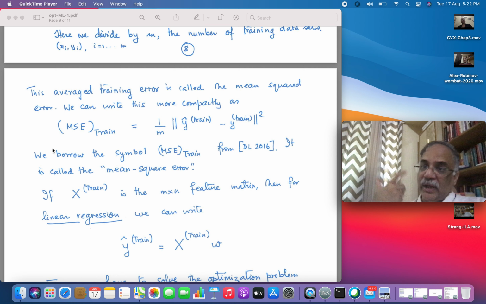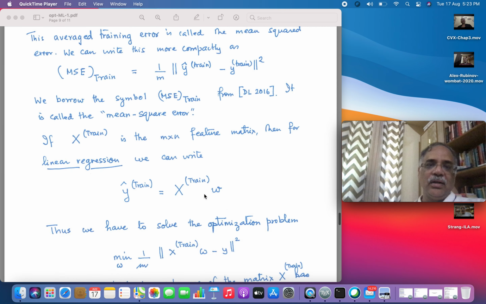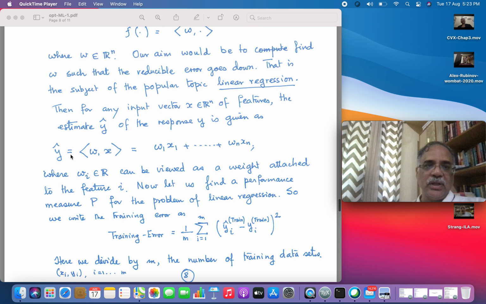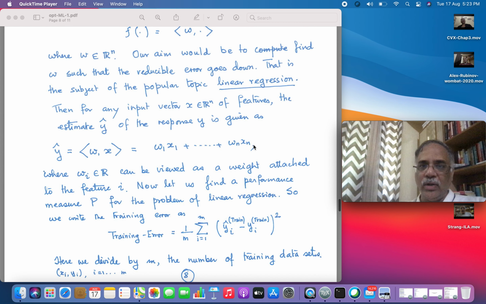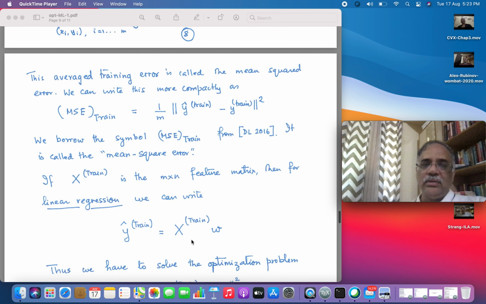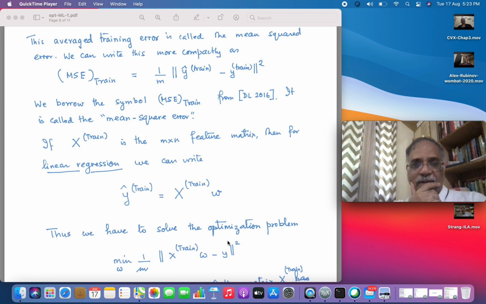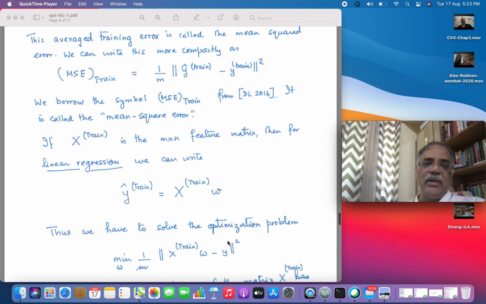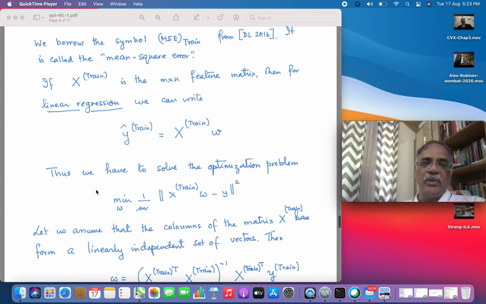So when you write the thing as a linear function and you know the training data, then if you write down y hat i is w1 x_i1 plus ... plus wn x_in, this is actually written in matrix form, basically y hat equal to Xw. Now we really have to handle this optimization problem. Why should we be training here?